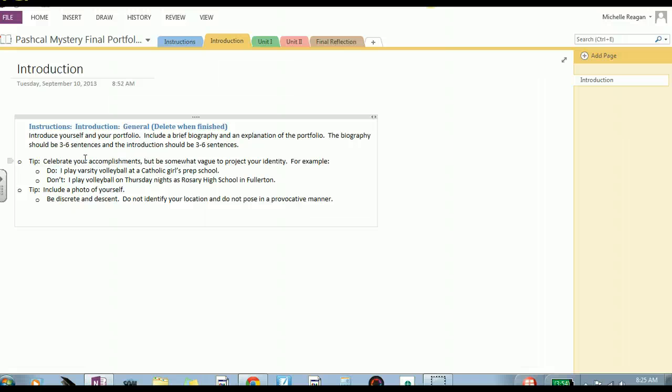In 3 to 6 sentences, you're going to introduce yourself. And in 3 to 6 sentences, you're going to introduce the portfolio. What class was this portfolio for? What can we expect to see in it? Just a little summary of the portfolio. And a tip, include a photo of yourself. Originally, I was thinking of having this be a website, but since it's not a website, you could do a photo in a Rosary uniform. That's okay. So first you have your introduction.